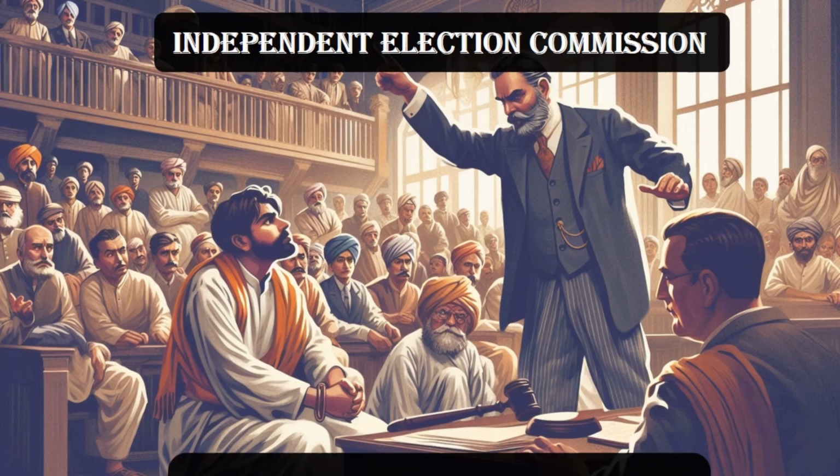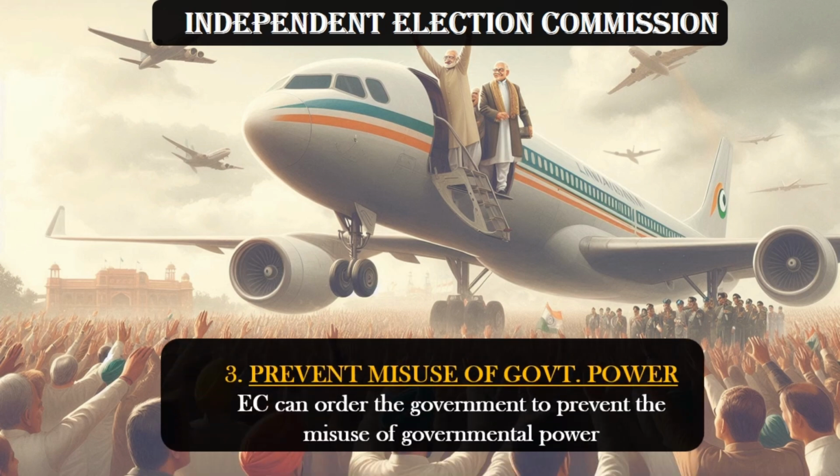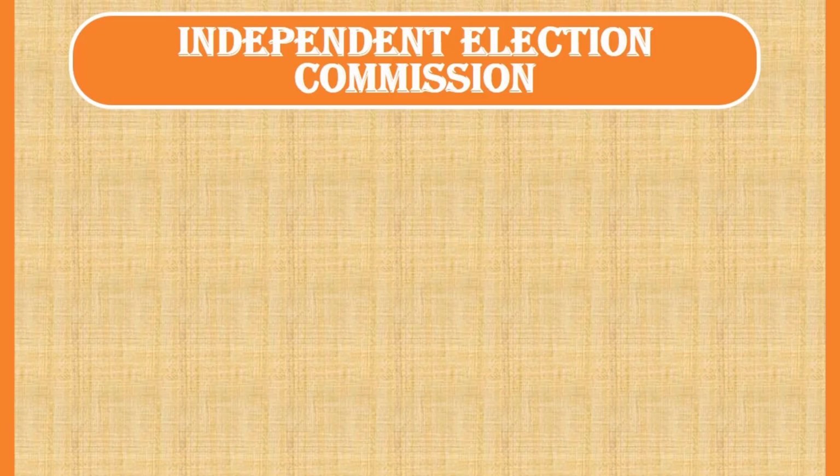The second factor is that the Election Commission punishes any candidate or party that violates Model Code of Conduct. The next factor is that the Election Commission can order the government to prevent the misuse of governmental power. This ensures that ruling party can't use government machinery in their favor for winning election. The last factor is that on election duty, government officers work under the control of the Election Commission, which makes sure that they can fulfill their election duty without any fear. These 4 factors make the Election Commission independent. Here, they are listed for your revision.